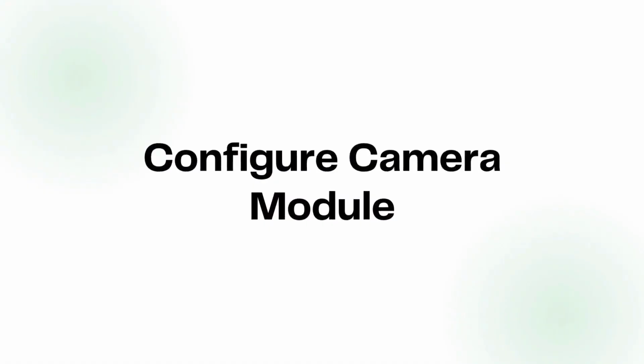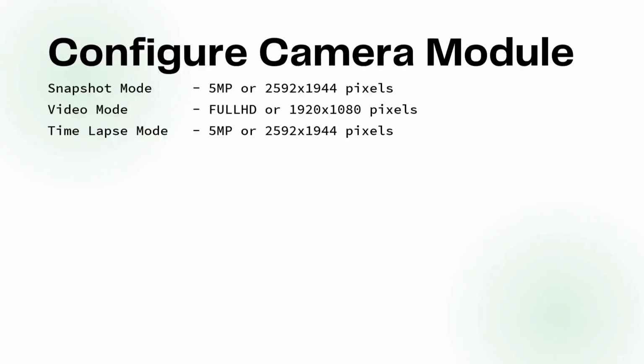Next, let's see how the camera module is configured. If you remember, we have 3 modes for the camera as per the project requirement. One is snapshot mode, the second one is video mode, and the third one is time-lapse mode. Snapshot and time-lapse mode are basically the same. In both the modes, the image or snapshot is captured. The maximum resolution is 5 megapixels or 2592 by 1944 pixels in both these modes.